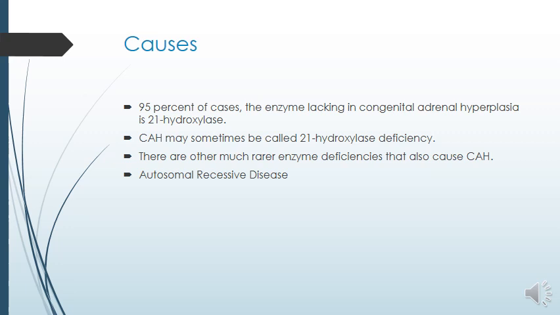In 95% of the cases, the enzyme lacking in congenital adrenal hyperplasia is 21 hydroxylase. CAH may sometimes be called 21 hydroxylase deficiency. There are other much rarer enzyme deficiencies that also cause CAH, and CAH is an autosomal recessive disease.